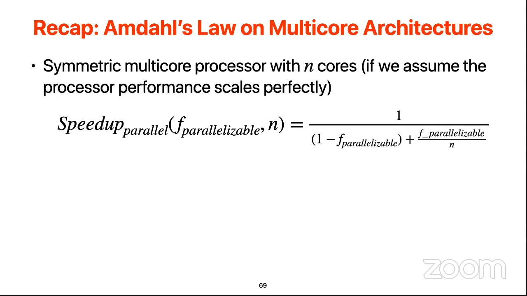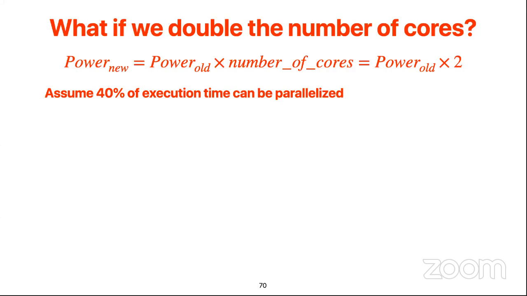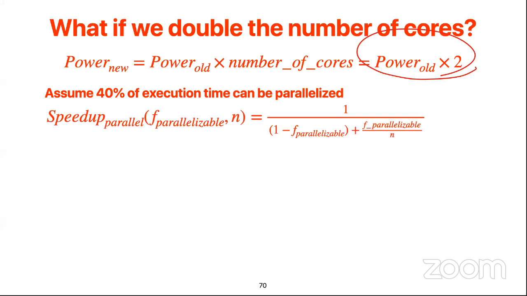the speedup of parallel is actually 1 / ((1 - F_parallelizable) + F_parallelizable / N), right? And let's say I double the number of cores, and the power consumption would be twice because I'm getting twice the amount of transistors, right? And if I assume only 40% of my code can be parallelized, even with just that 40% parallelization, it will give you about 1.25 times performance.